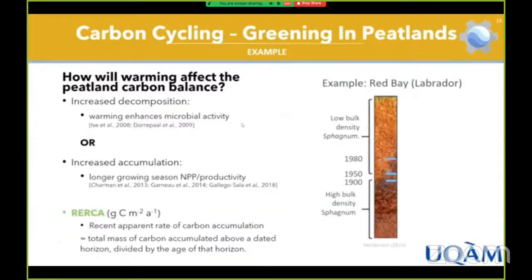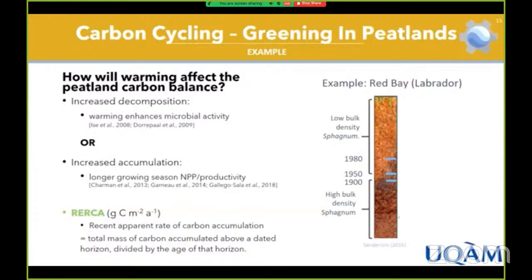We don't know if there's going to be increased decomposition, or whether we're going to have more storage of carbon, or whether we're actually going to be expelling carbon into the atmosphere. One way to look at this is with peat cores, because they contain a history of what has happened in a peatland over time.